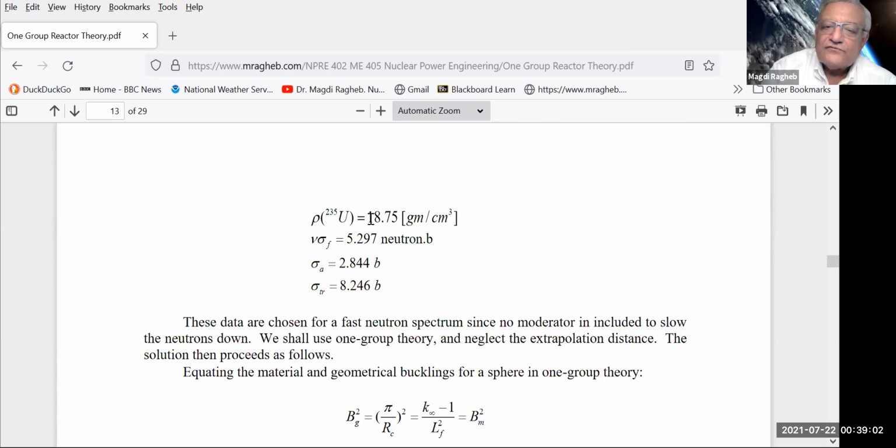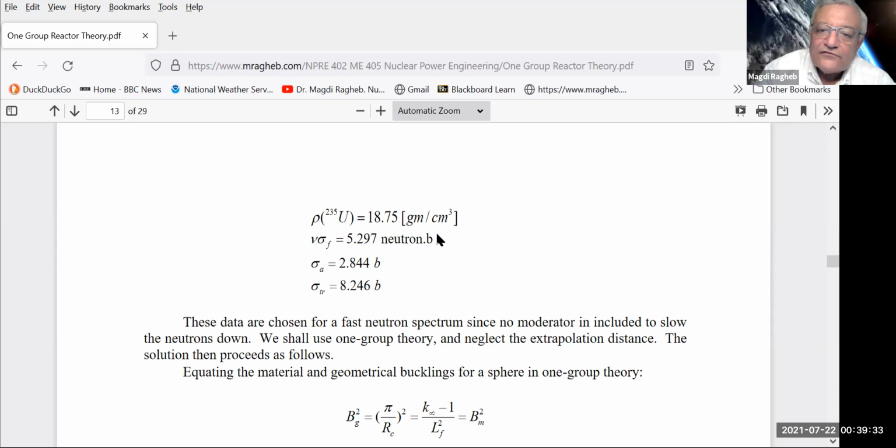We need the density of uranium-235. That's 18.75 grams per cubic centimeter. And the product of nu sigma f for fast neutrons. You notice that it's not the same as the value in barns that we get when we have thermal neutrons. This is a fast neutron because it's only a sphere of uranium-235. It has no moderator. No moderator means it's a fast neutron reactor, or fast reactor, and the value is very low.